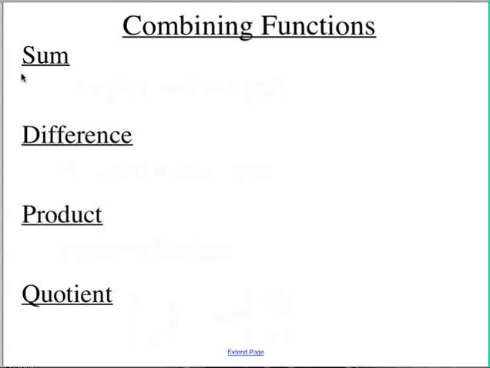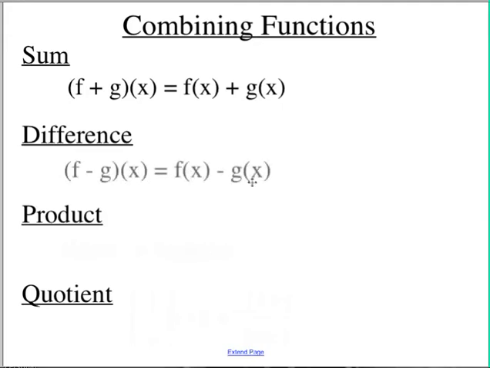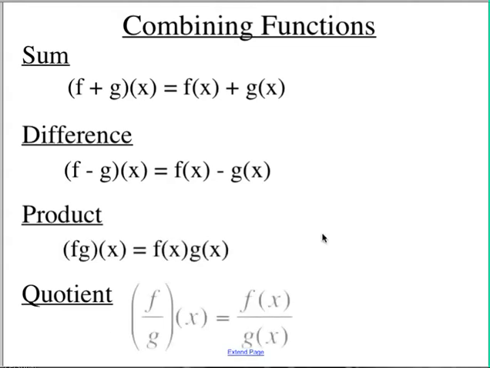So in combining functions, you should be able to add two functions together, subtract two functions, multiply two functions, and also divide two functions. So the formulas I'm just going to put right up. F plus g of x would just be adding f of x to g of x. F minus g is going to be f of x minus g of x. F times g, f of x times g of x, and then f divided by g will give me f of x divided by g of x.